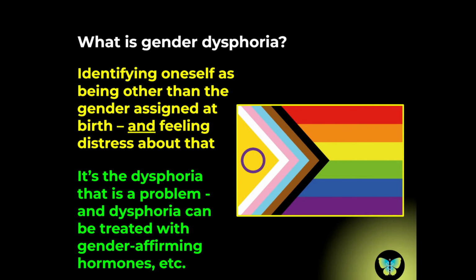What is gender dysphoria? Well, this is when a person identifies oneself as being other than the gender that was assigned at birth and feeling distress about that. Now, it's the dysphoria that's the problem, and dysphoria can be treated with gender affirming hormones and surgeries and other means.